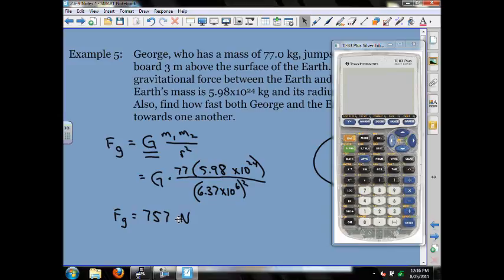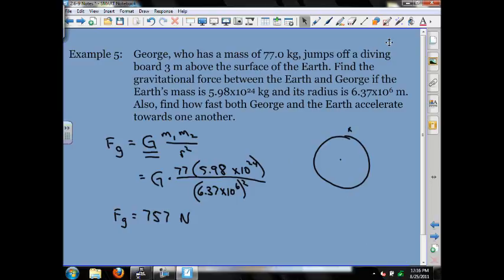Why then does George fall to the Earth's surface and the Earth does not fall to George? The differences in masses. Go ahead and answer part 2 of this question, and find the acceleration of George and find the acceleration of the Earth.